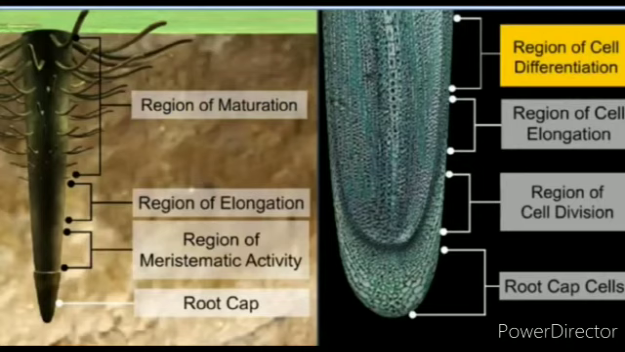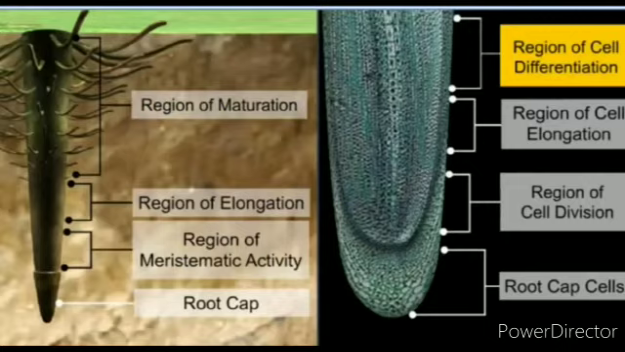Okay, name the regions of root. Root cap, protective cover; region of meristematic, growing; region of elongation, rapid growth; region of maturation, maturity. Then the root hairs are present in the epidermal layer. Then the last point in the root, modifications of the root.